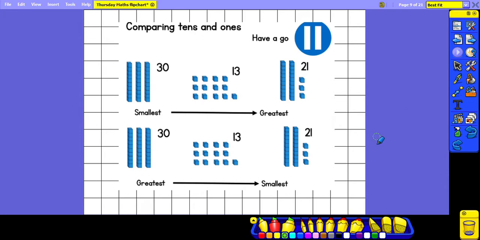This time you're going to have a go of ordering. With the first question, you're starting with the smallest and working your way to the greatest. So you're ordering these 3 numbers. And with the second question, you're starting with the greatest and working your way to the smallest. And you're using the same 3 numbers. So pause the video now and have a go.